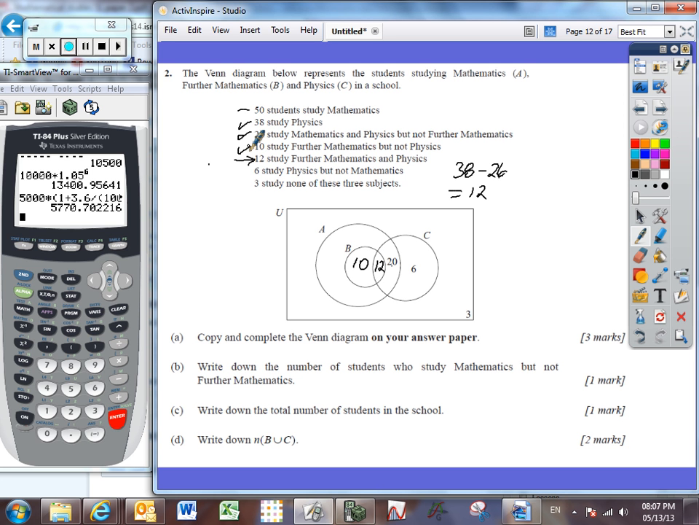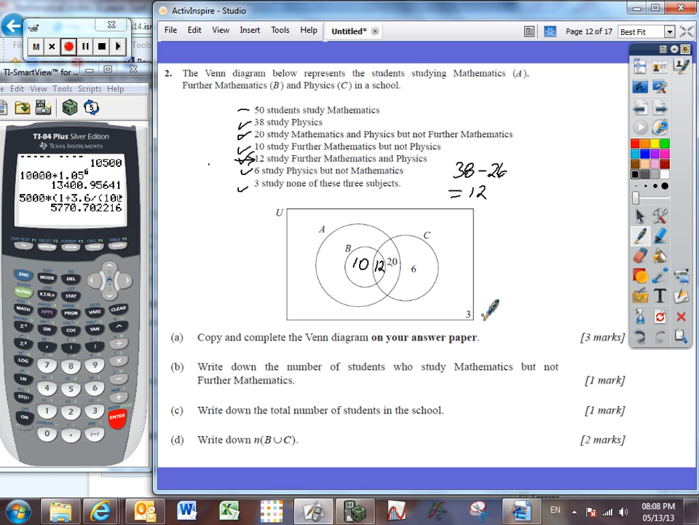12 study, oh yeah, we did this one already, that one's given. 6 study physics, but not mathematics. Yes, that's this one, right? The 6 that are inside the physics circle, but they are not inside the circle A of mathematics. And 3 study none, so that's these 3 out here.